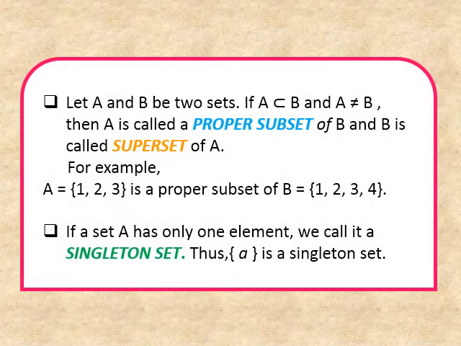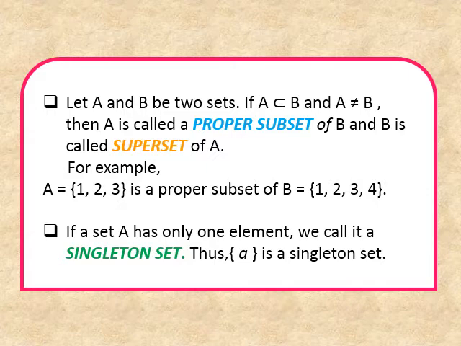Now let A and B be two sets. If A is a subset of B and A is not equal to B, it means all the elements of A are in B but A and B are not equal, then A is called a proper subset of B. Then B is called a superset of A. For example, if A is {1, 2, 3} and B is {1, 2, 3, 4}, you can see that all the elements 1, 2, 3 of set A are also in set B, but these two sets are not equal. So in such a case we say that A is a proper subset of B and B is a superset of A.